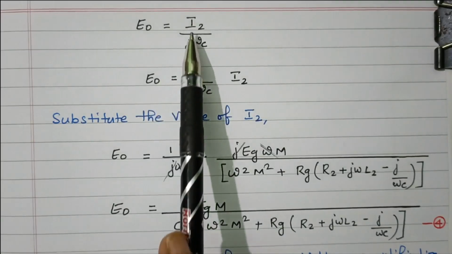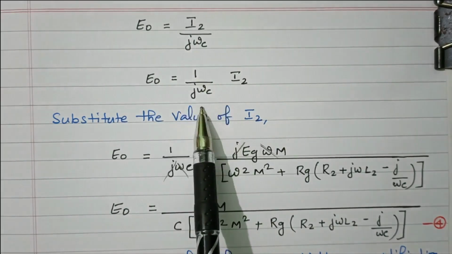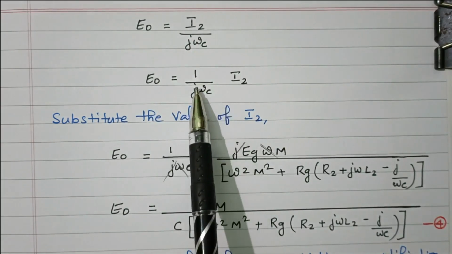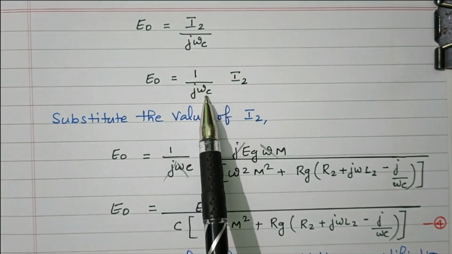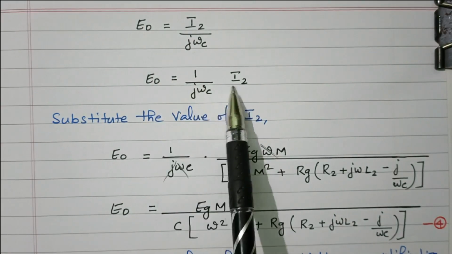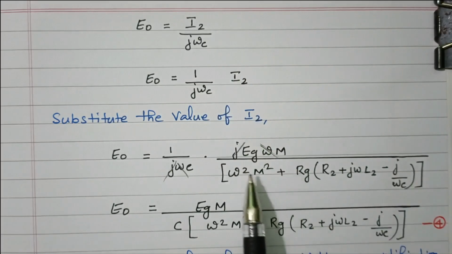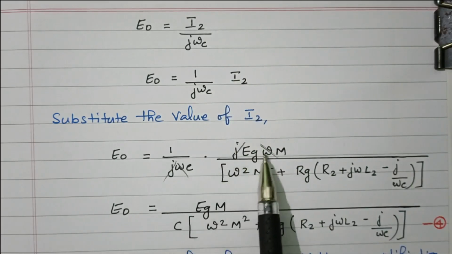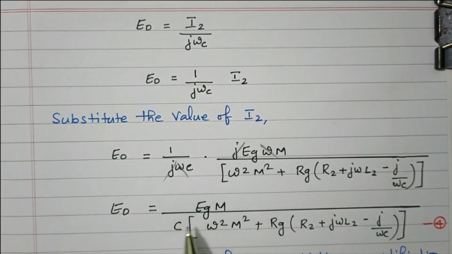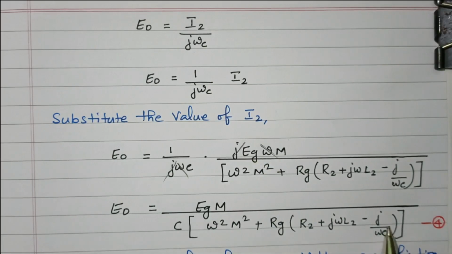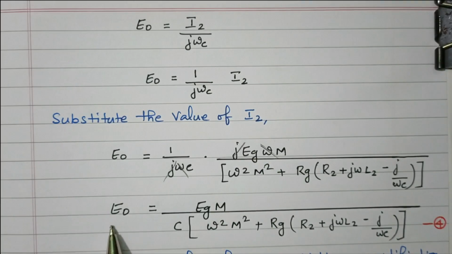So E naught equals I2 divided by j omega C. Split the terms: 1 divided by j omega C into I2. Now we can substitute the value of I2 here. This is the value of I2. In that, this j and omega got cancelled. So what we have is Eg into M divided by this C, and the remaining terms are available. Take this as equation number 4. So now we got the expression for output voltage E naught.